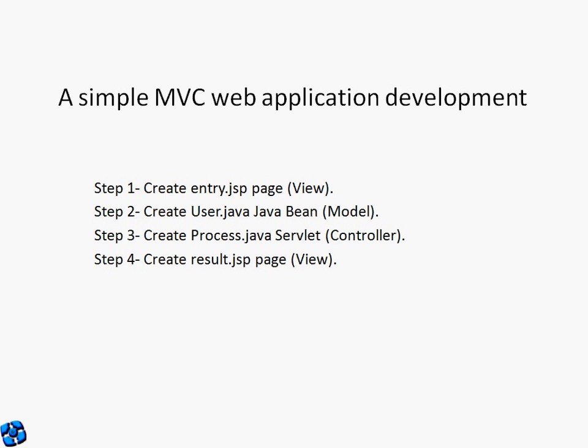In step 1, we are going to create one entry.jsp page which will act like a view. In step 2, we are going to create one user JavaBean which will act like a model. In step 3, we are going to create one process servlet which will act like a controller, and in step 4, we are going to create one result.jsp page which will act like a view. Now let's open our NetBeans IDE.